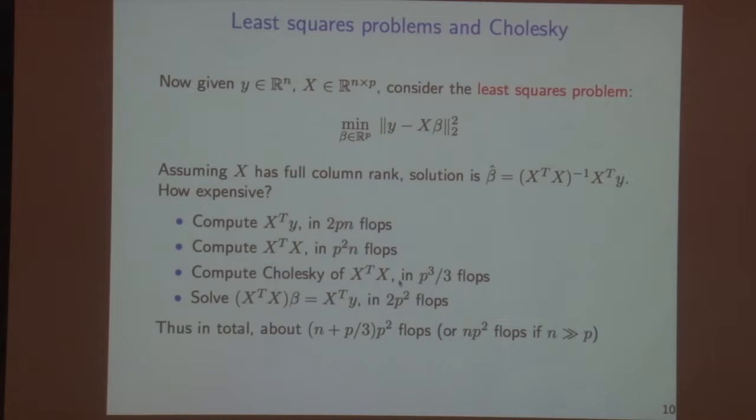Sorry, the Cholesky of x transpose x costs p cubed over 3 flops, just like we learned before. Computing x transpose x in the first place costs n p squared flops, from the matrix-matrix multiplication stuff we learned. And then solving the linear system once we have the Cholesky factorization costs on the order of p squared flops. So in total, this costs about n p squared flops plus p cubed flops, or just about n p squared flops if n is much larger than p. The most expensive thing here was actually just computing x transpose x. That would dominate the computational cost if n was much larger than p. Okay, so that's one way to solve least squares problems using the Cholesky factorization.